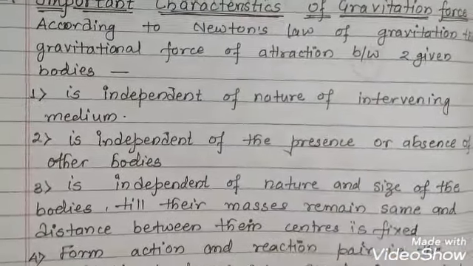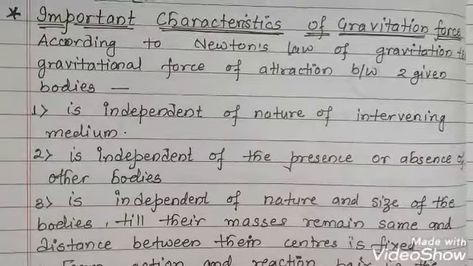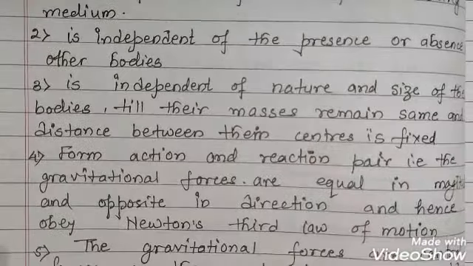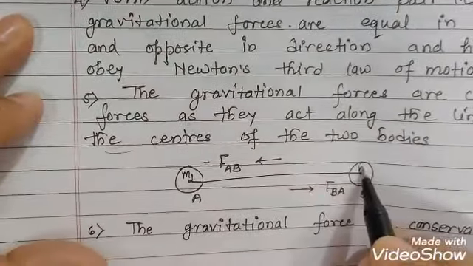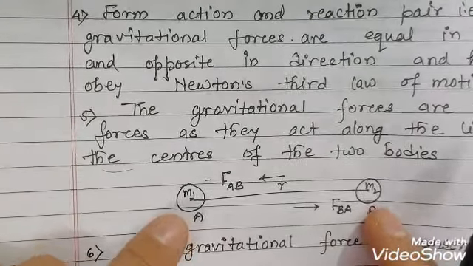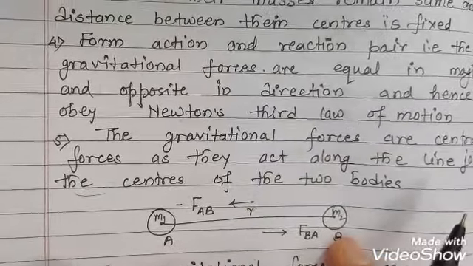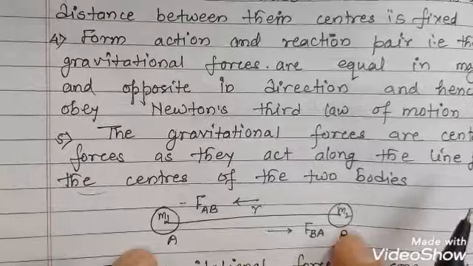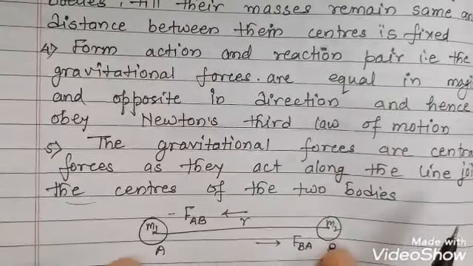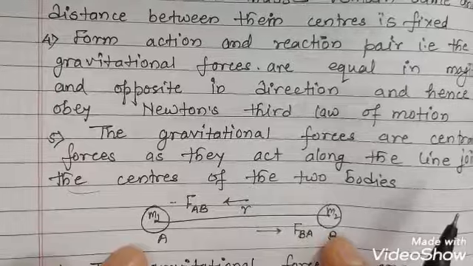Now, important characteristics of gravitational force. According to Newton's law of gravitation, the gravitational force of attraction between two given bodies is independent of the nature of the intervening medium. That means if two bodies of masses m1 and m2 are kept at distance r, whether they are kept inside water or in air, whatever it is, if the masses and the distance between them are unchanged, there would be no change in the gravitational force of attraction. That means the gravitational force does not depend on the nature of the intervening medium where these two bodies are kept.